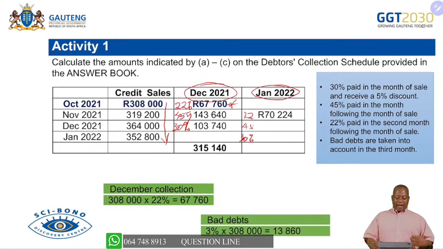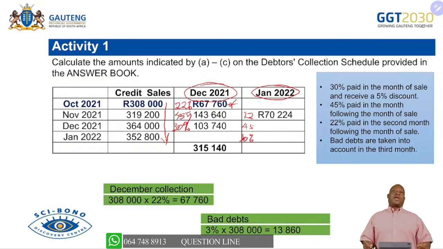And then let's also check now, what is going to be the bad debts? Remember, we said bad debts are going to be recorded in January now. Why in January? Because remember, we need 3 months to be in a position to say, oh, these ones are not going to pay us. So we are looking into credit sales of October and finding our 3%. 3% of 308,000, and that's how we are going to get our 13,860.